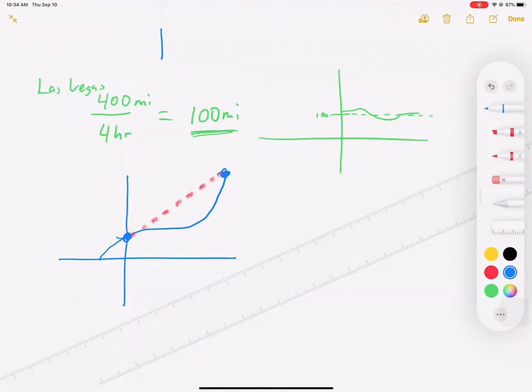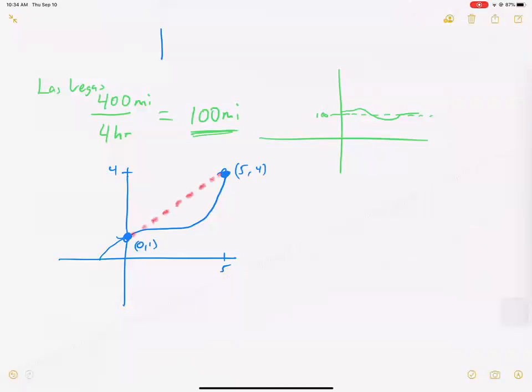Now, we can come up with the average rate of change here. And if I give you the points 0, 1, and, let's see, 5 and 4. Overall, what is my average rate of change? The formula is very simple. It's the same idea as slope. 4 minus 1 over 5 minus 0.